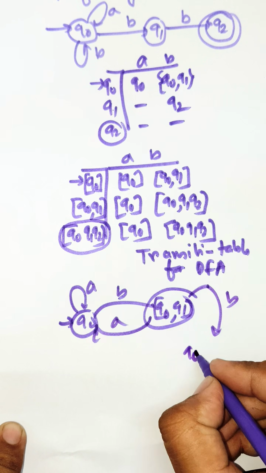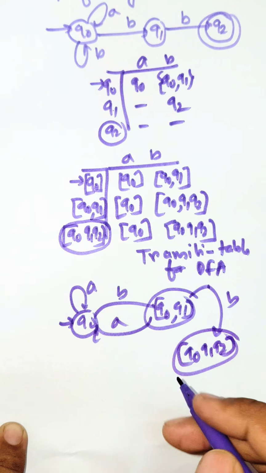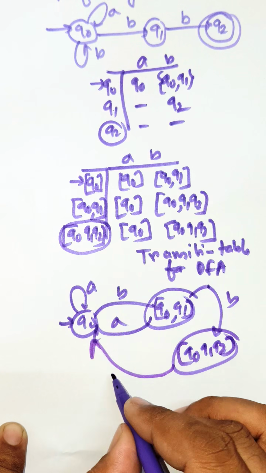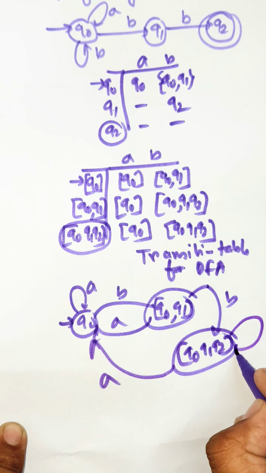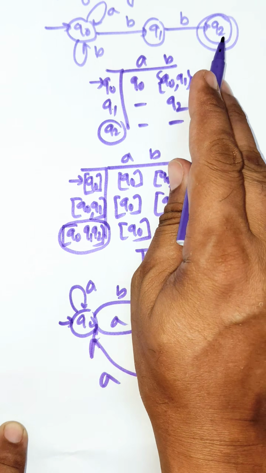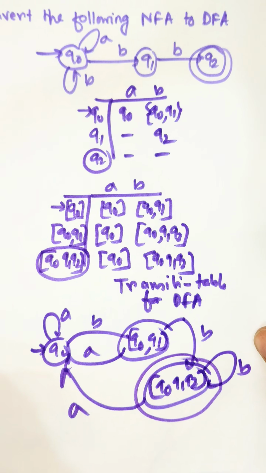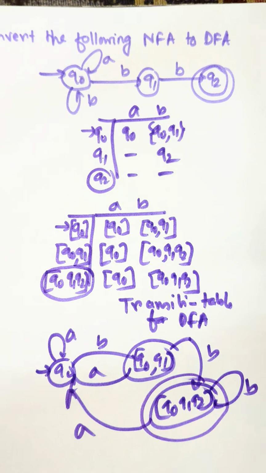Q0, Q1, Q2. Now from Q0, A is Q0 and B is Q0, Q1, Q2. Here Q2 is the final state, so this is also a final state. So this is the conversion of NFA to DFA for the question.